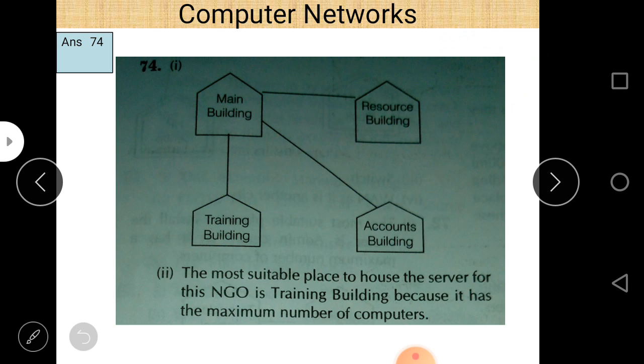Training building to account building is 110 meter, and main building to training building is 40, and main building to resource building is 120. So the answer is here.